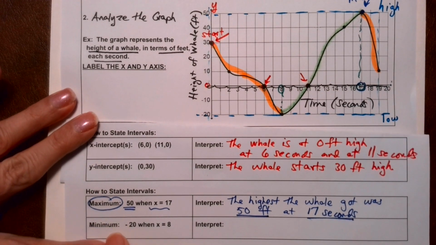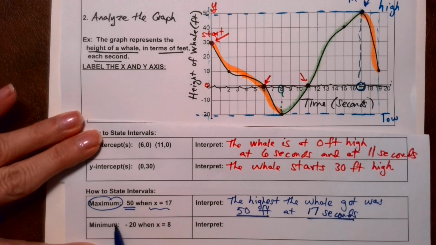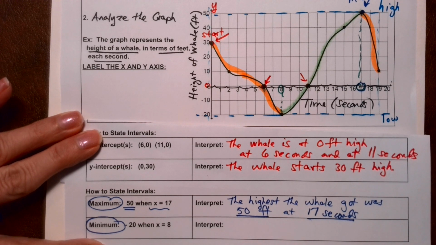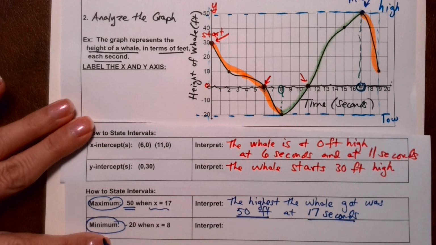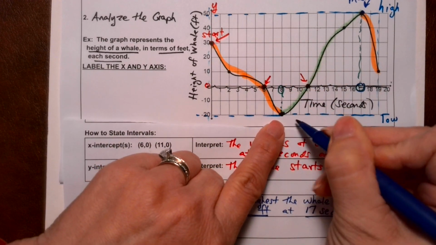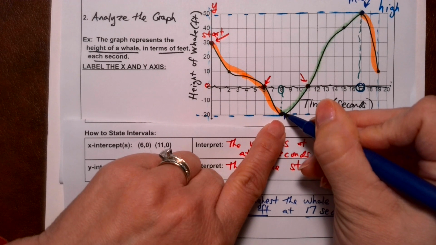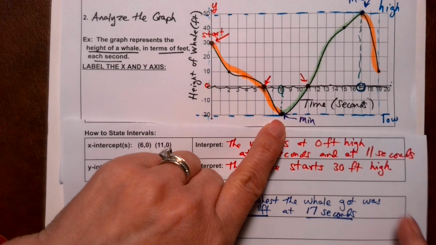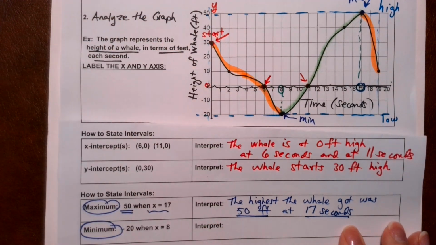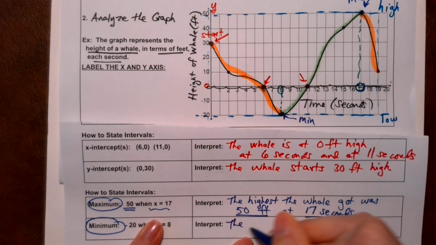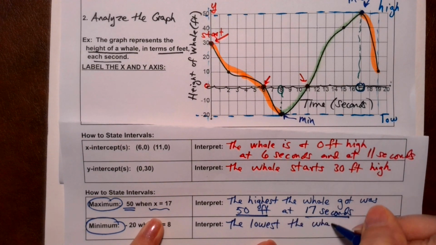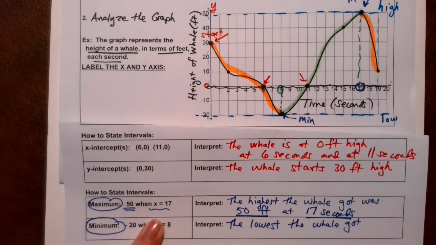And then the last one is the minimum. When you're doing minimum, make sure you say the least or the lowest, something about the fewest. So where is the minimum? I'm going to look down, down, down right here at the low. That's the lowest, that's the minimum that the whale ever got. That is the lowest the whale ever got. The lowest the whale got. What was the lowest?